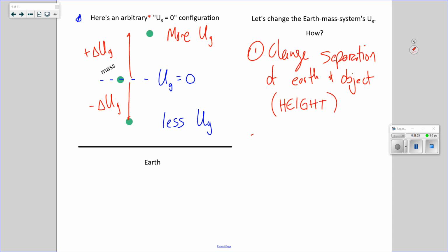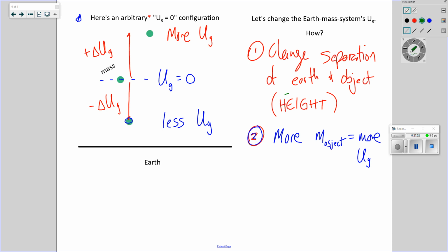All right, 2, and this is like before, is, well, you can't change an object's mass, but hopefully it follows from a kinetic energy model that more m, and I'll say object, equals more UG. The more massive our object is, the more energy it has as a system with the Earth. Okay? And so we got basically 2 things. Well, sort of 3. 1 is this.